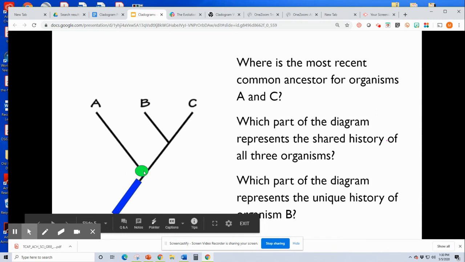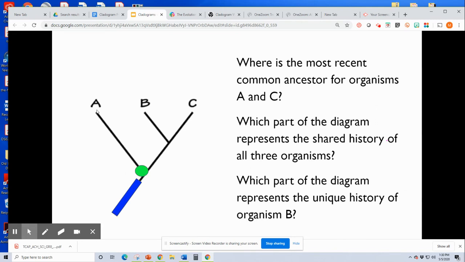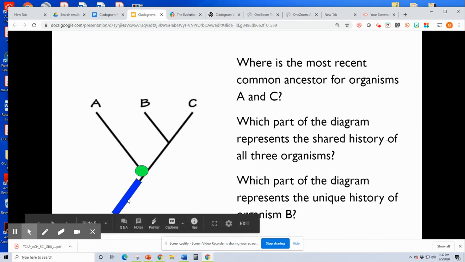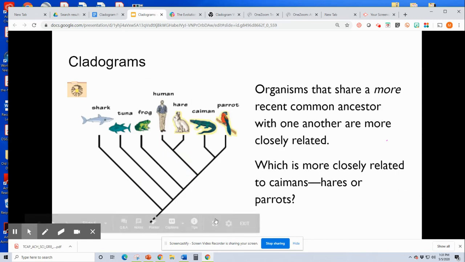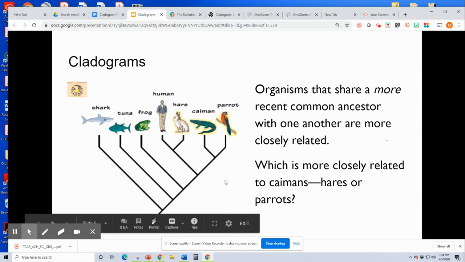Because look, at this point, this one has its own unique pathway. But whatever was going on right here is in common to all of them. And then finally, the last question says, which part of the diagram represents the unique history of just organism B, its own little pathway? It would be that. So these are some of the different kinds of questions that we want you to become comfortable with.